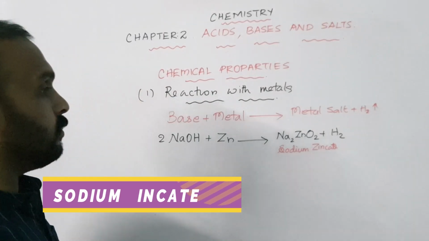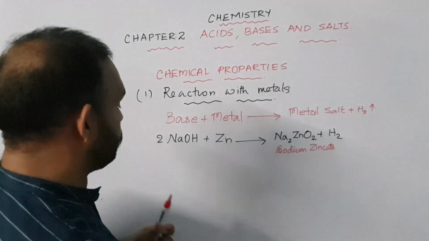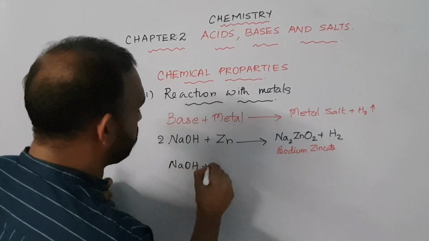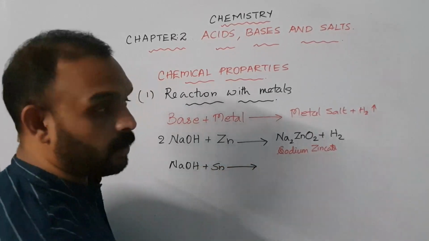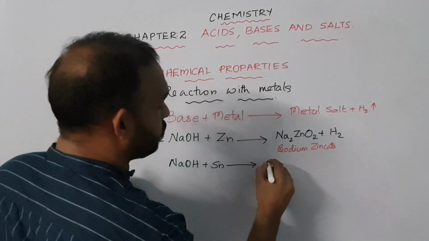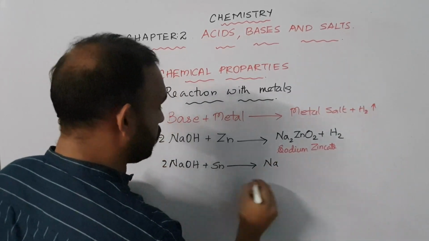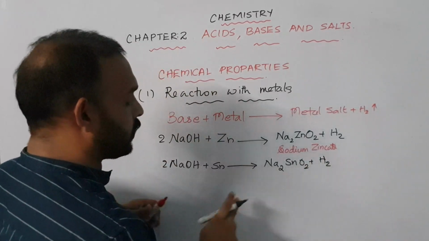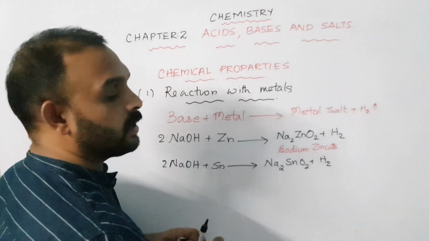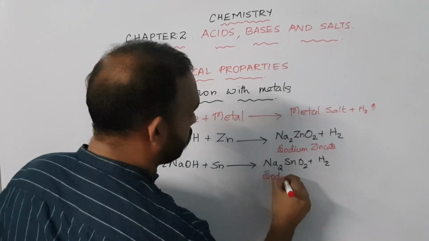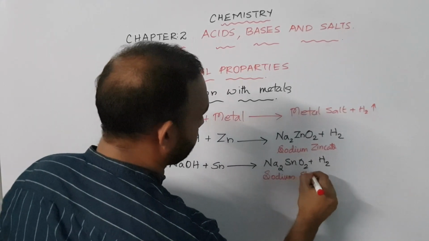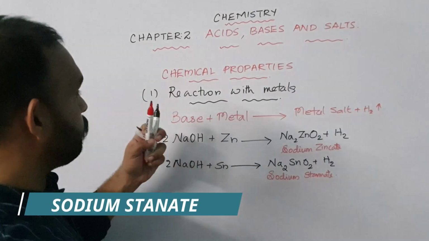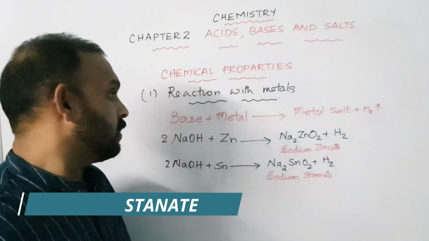Is it clear? Now, the next example which we can write is sodium hydroxide itself plus tin. So what will we get? We will get Na2SnO2 plus H2. This is called sodium stannate. Sodium stannate is the compound which is obtained here. So these are the 2 examples of the first chemical property, that is, reaction with the metals.